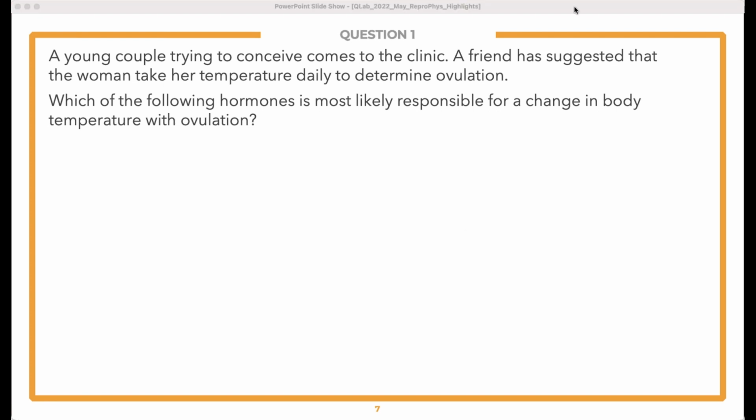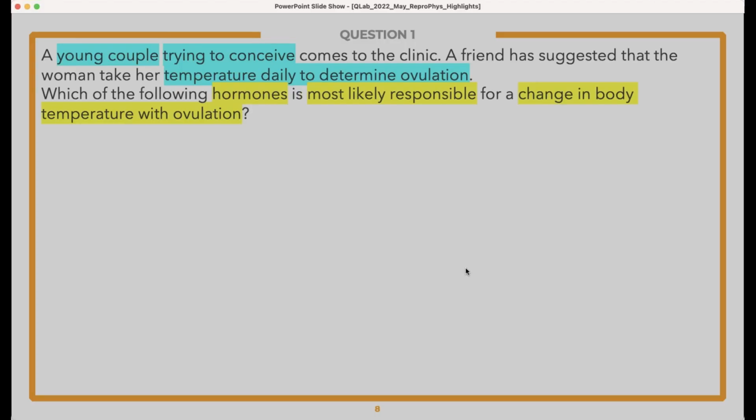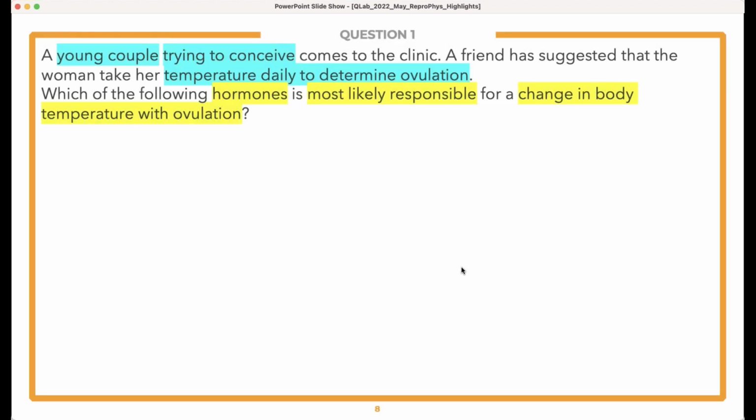Yes, thank you, Jeff. So first, let's take a look at this question. Let's take a look at the important clues in this vignette and the lead-in. You can see it's a pretty short question, so you're going to want to pick up on those important clues. They tell us right away this is a young couple trying to conceive, and then something about taking temperature daily to determine ovulation. So there are not a lot of clues here, and we are going to have to draw on our knowledge to hopefully pick up on what's going on. Now this question is asking us about the hormone most likely responsible for a change in body temperature with ovulation.